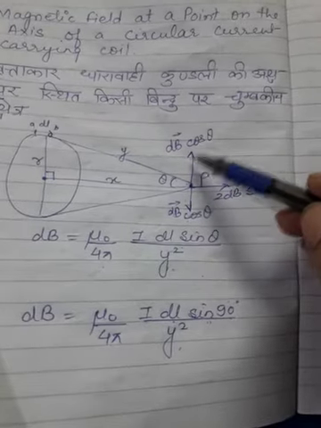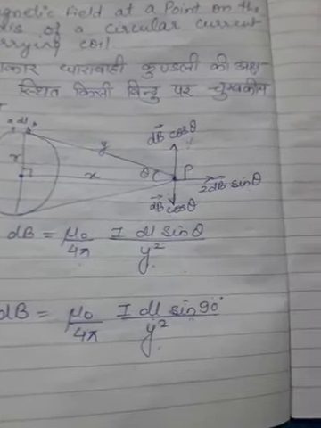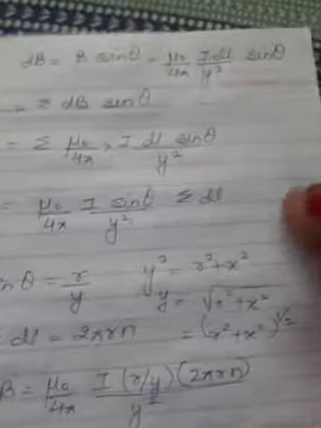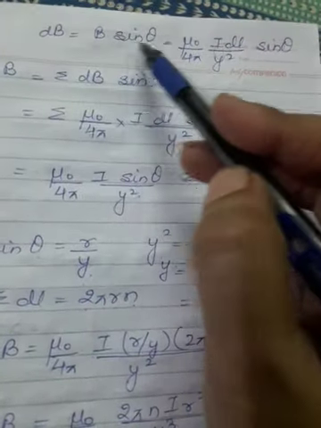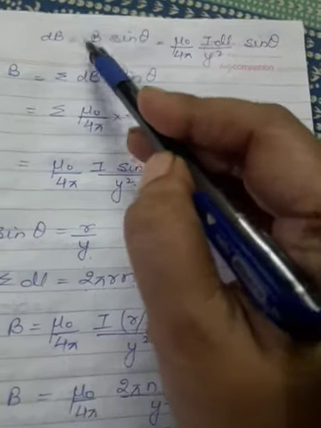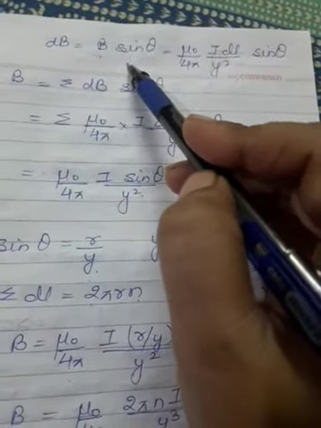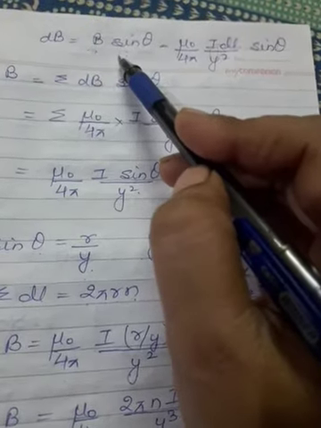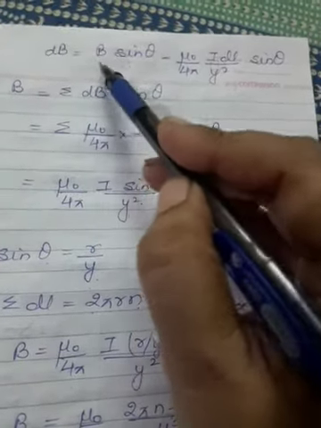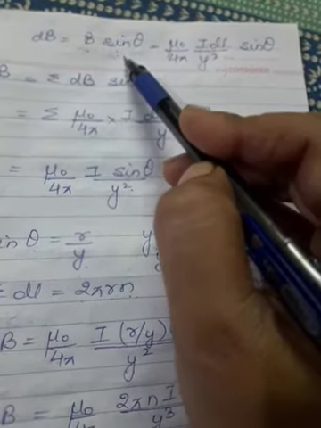dB cos theta will give you no resultant. Hence, you will be considering your value with dB sin theta. That means your magnetic field component will be divided into two parts, sin theta and cos theta. But cos theta will have no resultant. Hence, dB equals dB sin theta has to be considered.